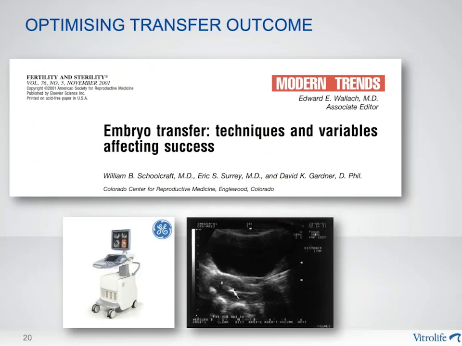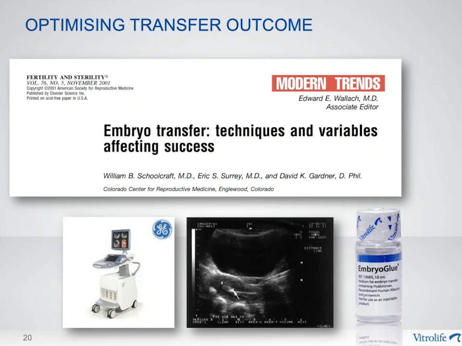So let's consider optimizing our transfer outcome. This is a review that I had the pleasure of writing with Bill Schoolcraft and Eric Surrey nearly 20 years ago. It came out in Fertility and Sterility. The idea behind it was to explain and document all of the things that we did in Colorado that we had implemented to improve transfer outcome. The first thing that we discuss in detail is the use of ultrasound-guided embryo transfer, which is absolutely, we believe, a prerequisite for successful outcome, as is the inclusion of Embryoglue. In fact, all the transfers for 20 years at Colorado have been done in the presence of Embryoglue, and all the transfers currently at Melbourne IVF, where I'm the scientific director, are all done with Embryoglue.